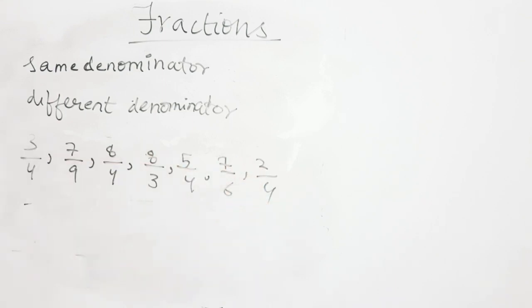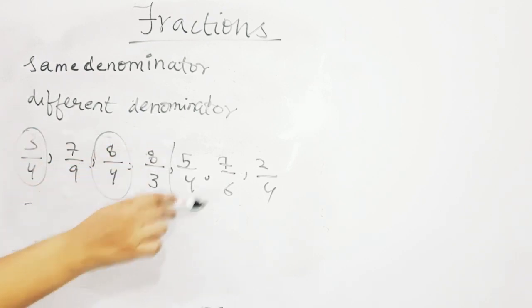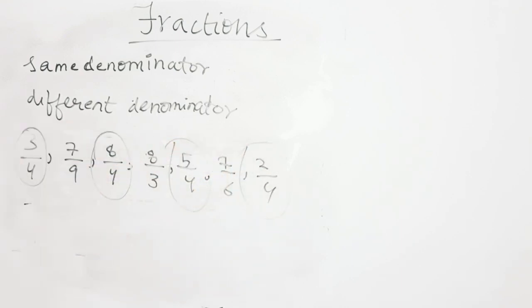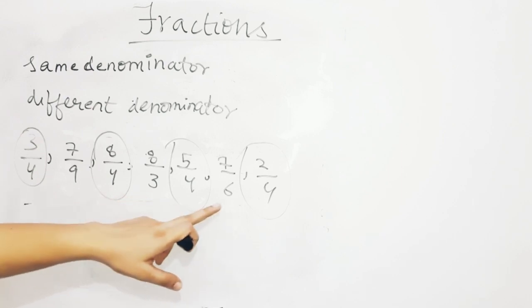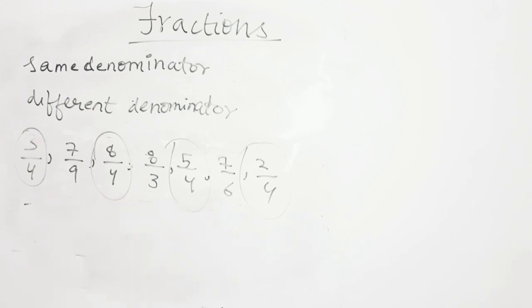Now tell me which fractions are the like fractions. Obviously 3 upon 4, 8 upon 4, 5 upon 4 and 2 upon 4 are the like fractions. Why are they like fractions? Because they have the same denominator, and the denominator is 4. Now coming to the unlike fractions. Which of the fractions are unlike fractions? 7 upon 9, 8 upon 3 and 7 upon 6 are unlike fractions. Why are they unlike? Because the denominators are different.